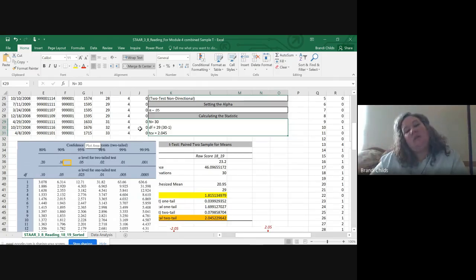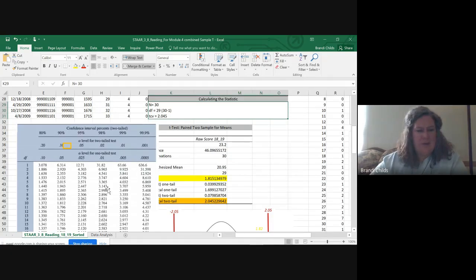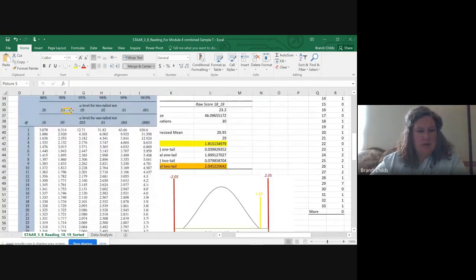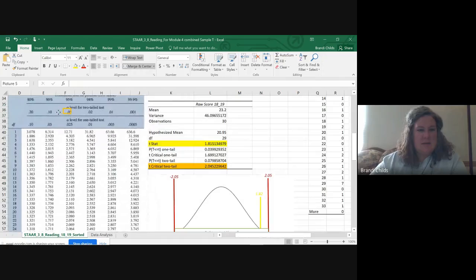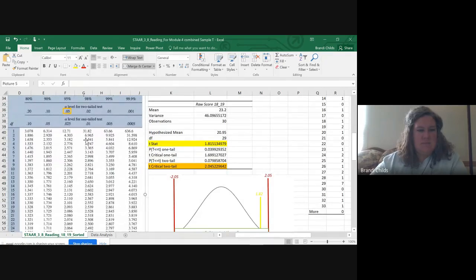And then I have degrees of freedom of 29 because you always subtract 1. Now, this TCV number is the critical number, and I found it right here, and I'm not too sure what happened with this little box, but it looked like this originally.